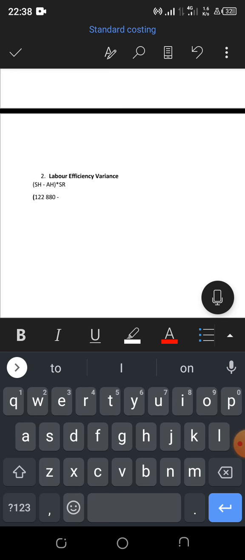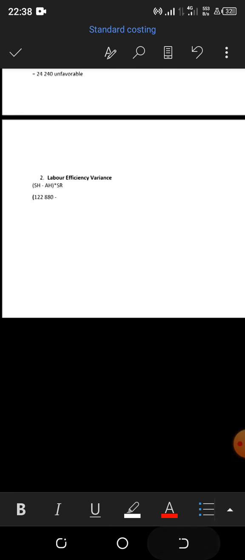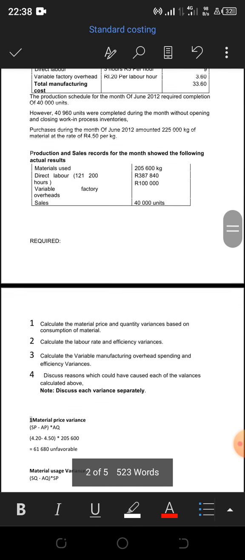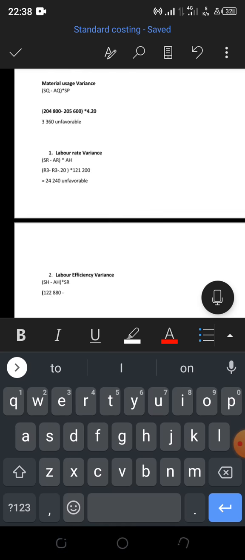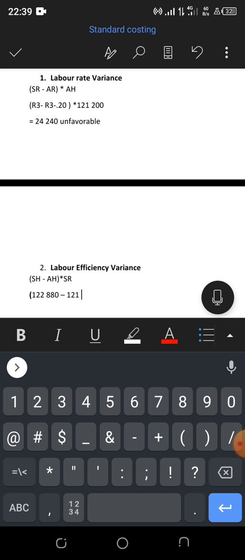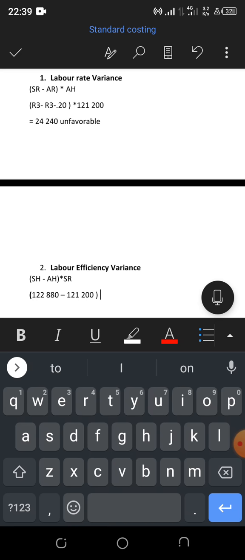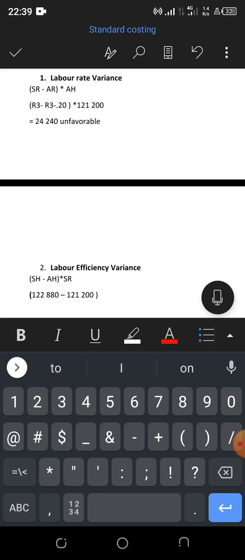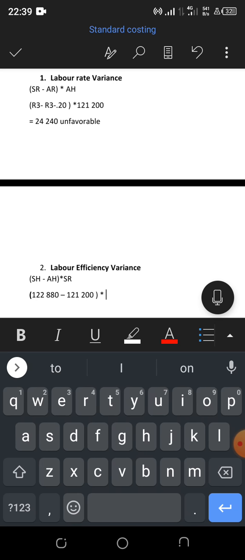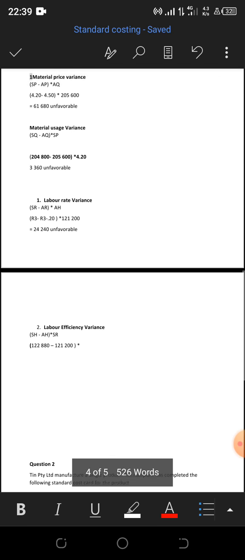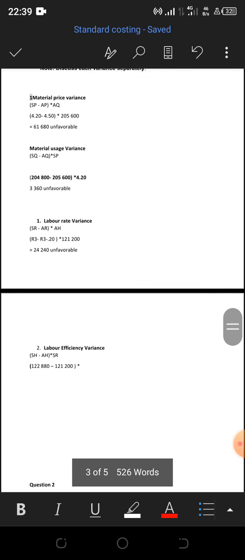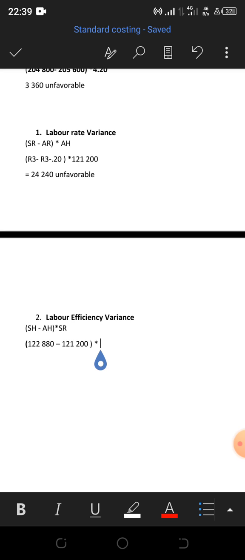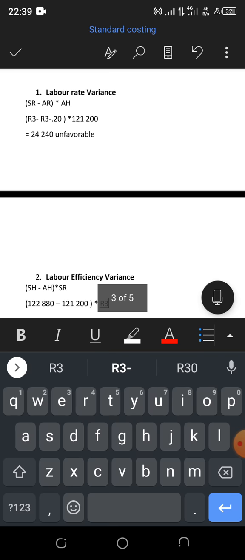Okay, then after that we have to say minus the actual hours, which we have, which is 121,200. Then after that we multiply by standard rate. So our standard rate, we have it, is 3 rand per hour. So the other 3 that we use to multiply by the actual production is 3 hours, not 3 rand. 3 rand is for standard rate.